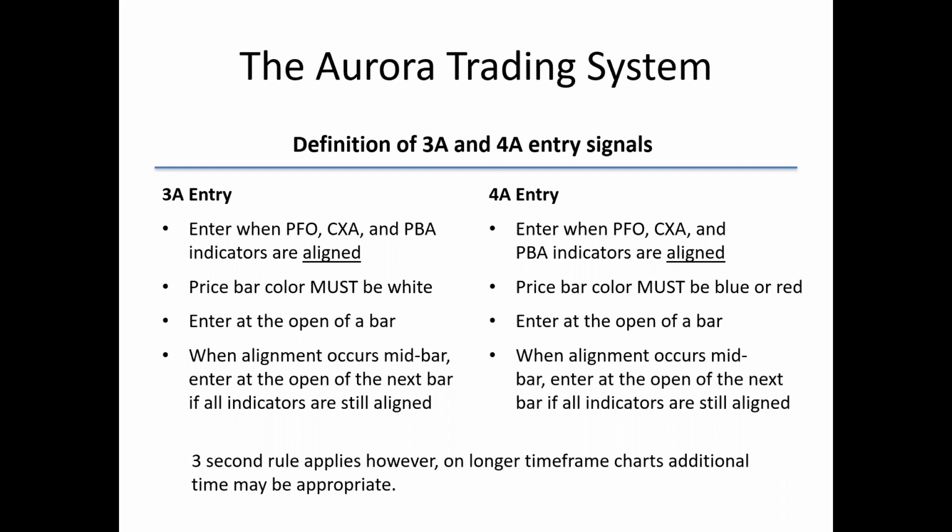When the alignment occurs mid-bar, this again is similar to what you've previously learned, enter at the open of the next bar if all indicator signals are still aligned. The 4A is exactly the same. You just need to have the profit flow oscillator, CXA, PBA indicators aligned, but the price bar color also needs to be aligned with the directional bias of the indicators. Enter at the open of the bar. If it's a mid-bar print, then you enter at the open of the next bar.